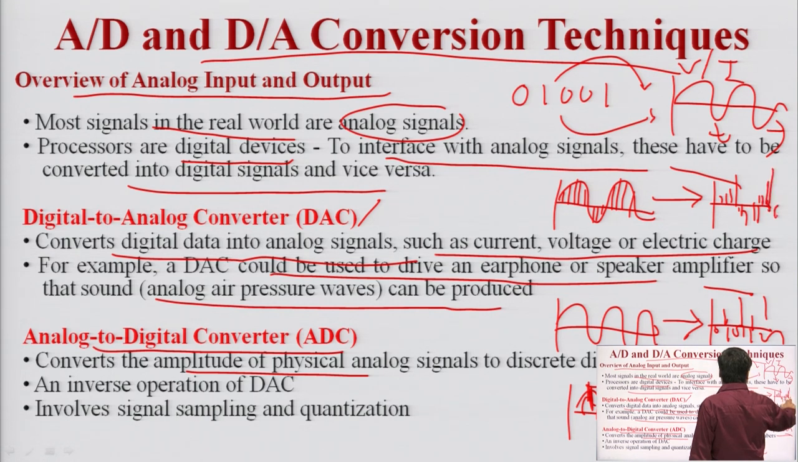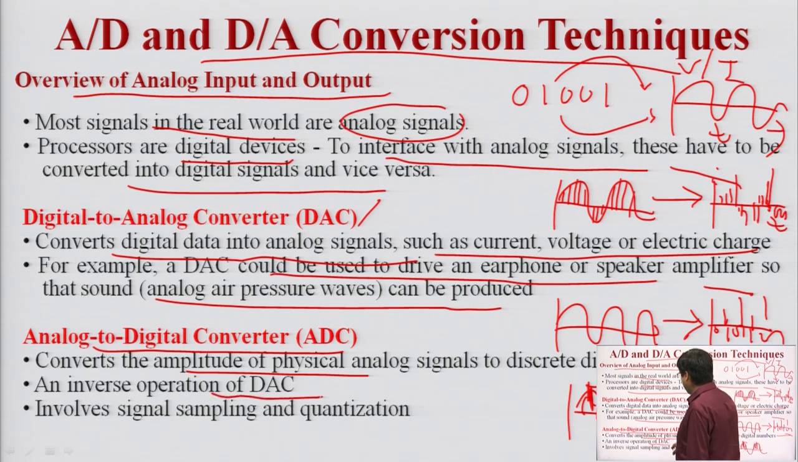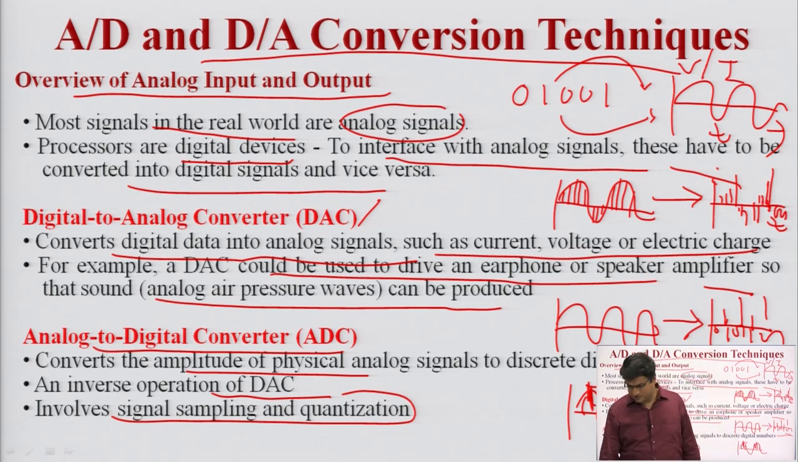This one keeps the same amplitude. The ADC is an inverse operation of the DAC, so it involves signal sampling and quantization. In an analog to digital converter, there are both of these concepts, sampling and quantization. We will discuss them in this lecture.